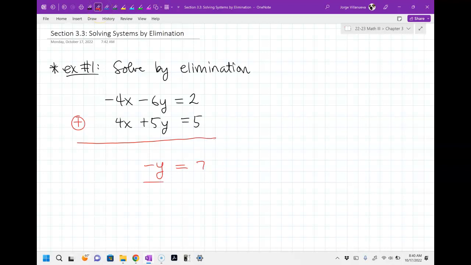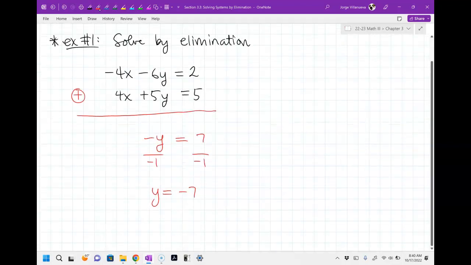If you divide by negative 1, you get y equals negative 7. Now, remember, every time you solve one of these problems, you're supposed to get a point, right? Well, negative 7 is my y value. Now I need my x value.